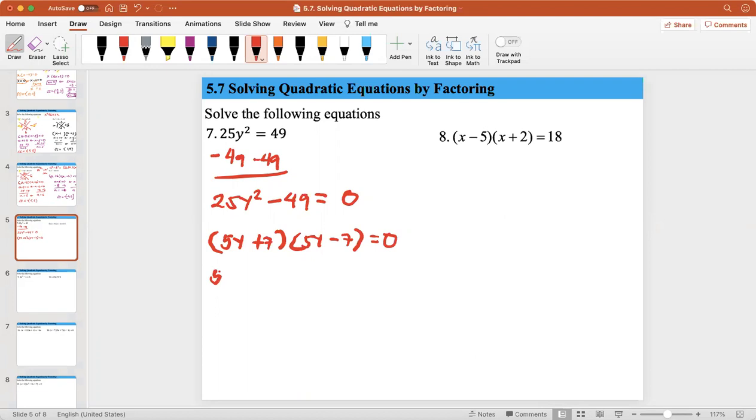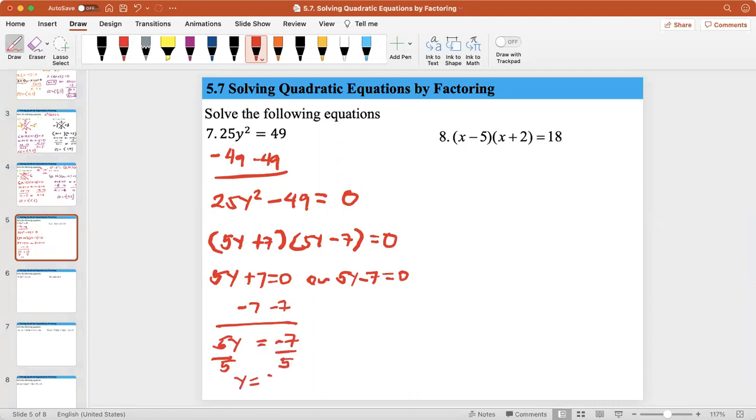We have 5y plus 7 equals 0, or 5y minus 7 equals 0. Solve for y now. What do we have? Minus 7, minus 7 here, just to get rid of our 7. Bring down 5y. 0 minus 7, negative 7. Now we divide this by 5. Y is equal to negative 7 over 5.